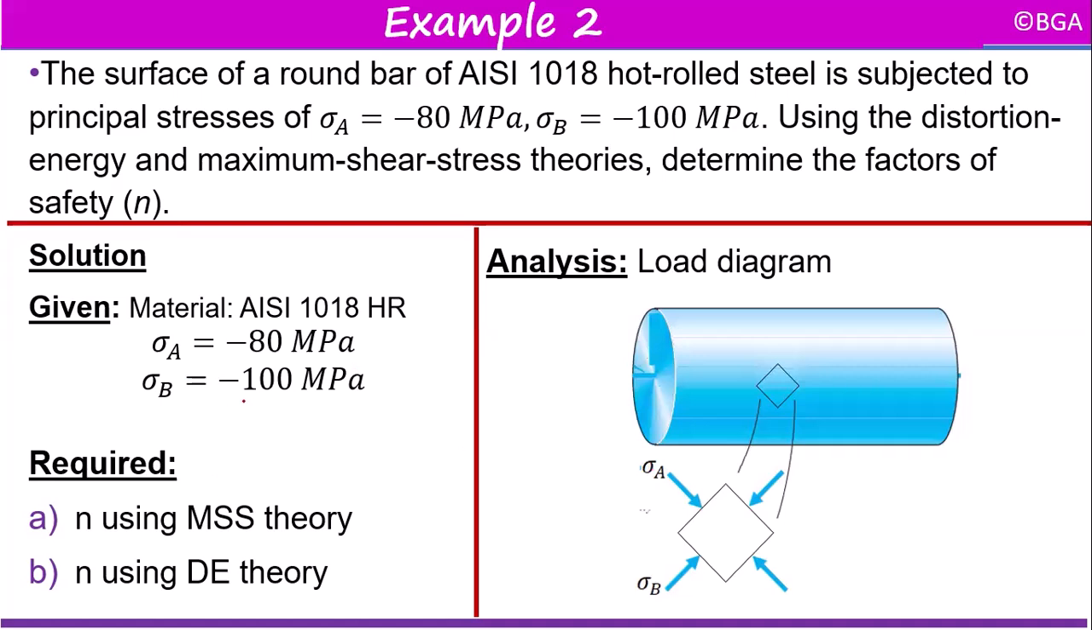So given this data, we are required to find the factor of safety using maximum shear stress theory and distortion energy theory. Going to the analysis part, this is a load diagram of the round bar. On the surface of the round bar, if we consider a point, then we can draw the plane stress state where we have minimum and maximum principal stresses. So sigma A compressive, sigma B compressive, as shown with the arrows into the element.